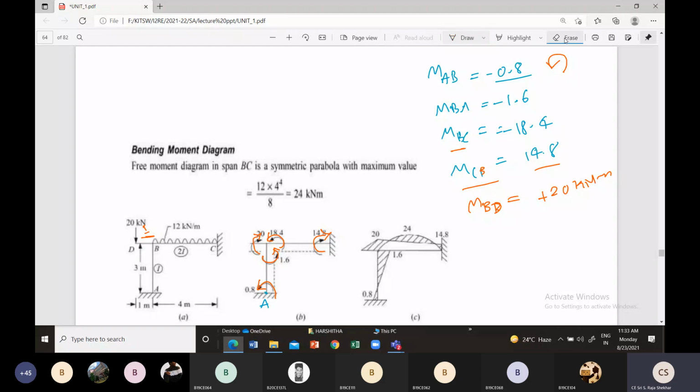So how are you getting from the equilibrium, summation of all moment at joint must be equal to 0. From that you can write MBD is equal to positive 20 kilonewton meter. So this is a clockwise moment. This will produce anti-clockwise moment. So these are the moments. So by using this we need to draw the bending moment diagram.